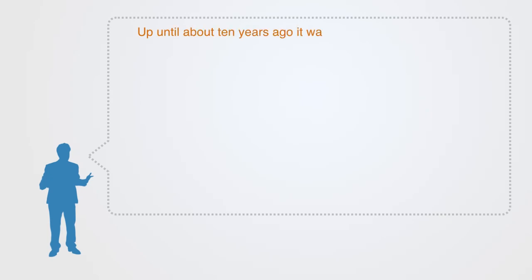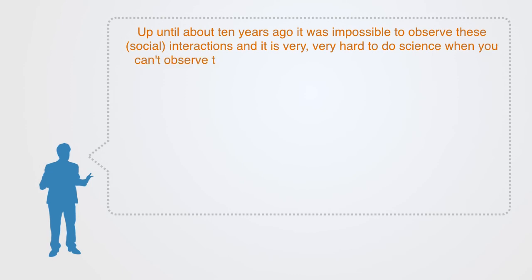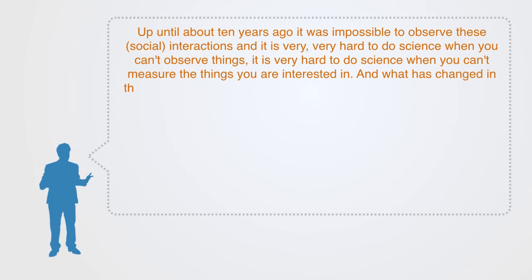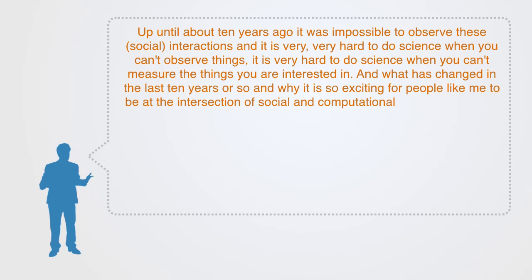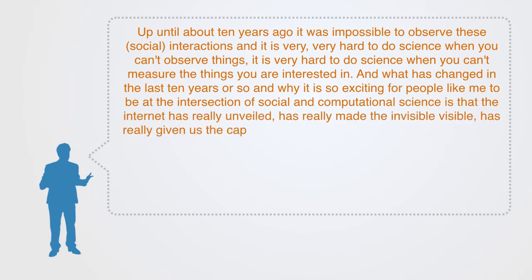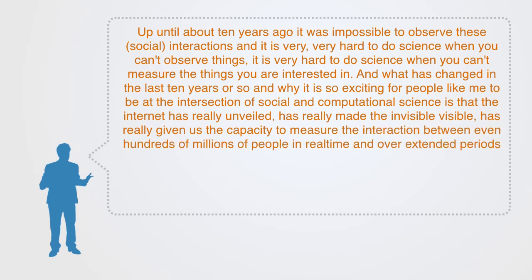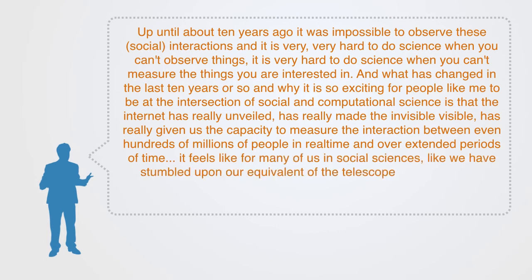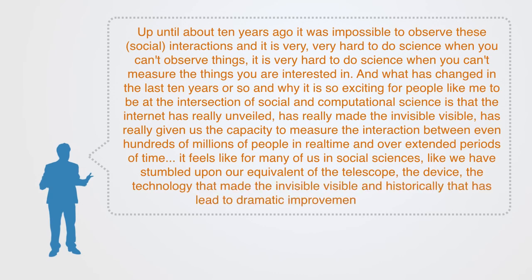about 10 years ago, it was impossible to observe these social interactions, and it is very, very hard to do science when you can't observe things. It is very hard to do science when you can't measure the things you're interested in. And what has changed in the past 10 years or so, and why it is so exciting for people like me to be at the intersection of social and computational science, is that the internet has really unveiled, has really made the invisible visible, has really given us the capacity to measure the interactions between hundreds of millions of people in real time and over extended periods of time.